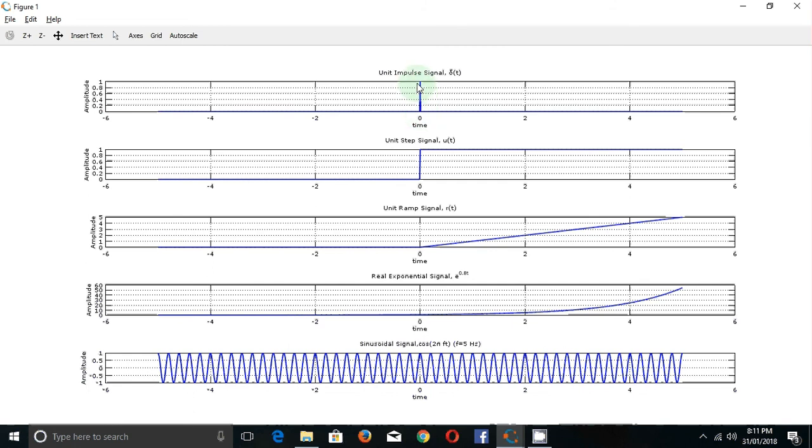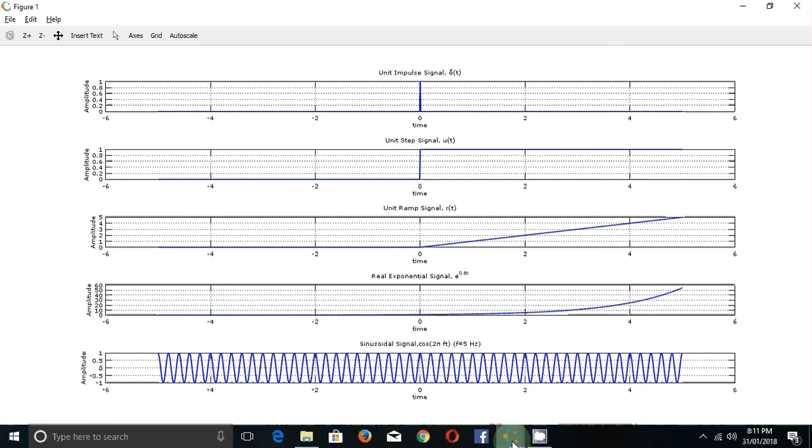You can see that this is the plot of the unit impulse signal, which is 0 everywhere except at t equal to 0, and this is the unit step, which is 0 for t less than 0 and 1 for t greater than or equal to 0. Then the third one is the unit ramp, which is 0 for t less than 0, and it is linearly growing after t equal to 0. Here we have taken slope 1. Then this is the growing exponential, and the last one is the sinusoidal signal cos 2 pi f t, where f is 5 hertz.